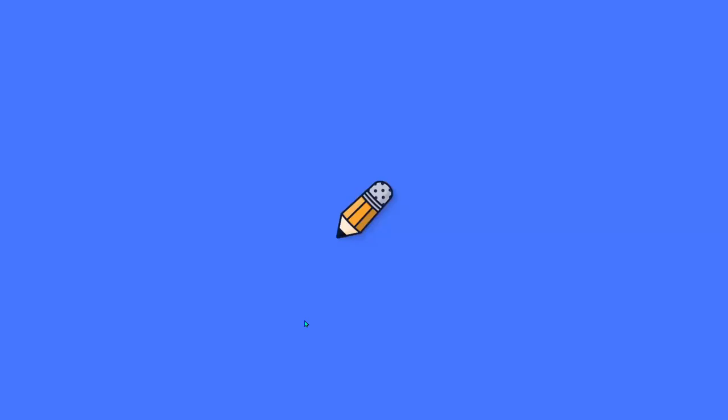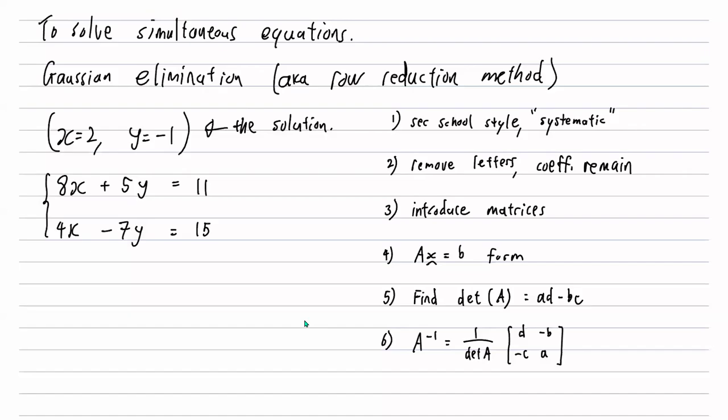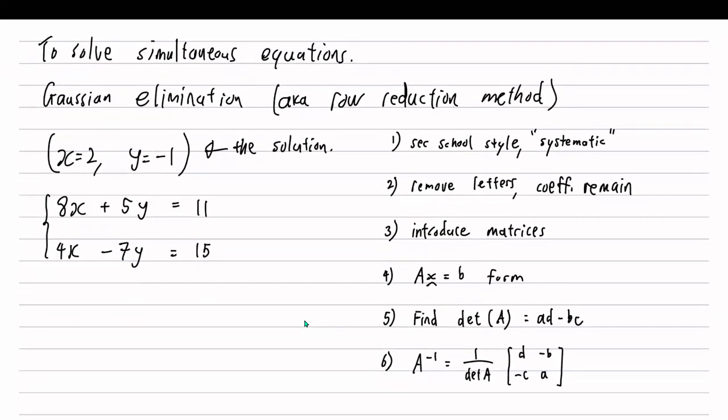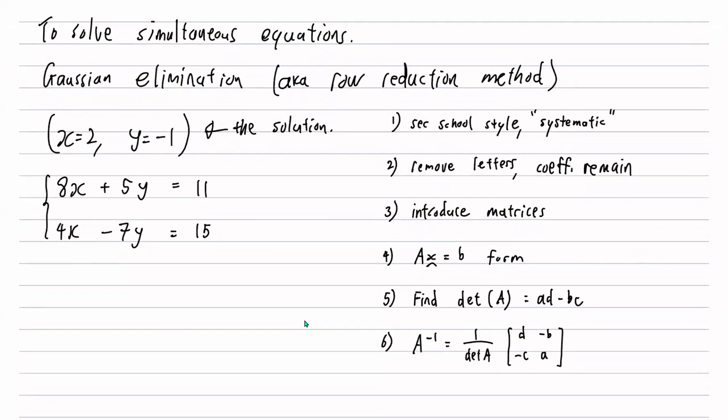We go through this Gaussian elimination. We're going to learn something new, to solve simultaneous equations: Gaussian elimination, also known as the row reduction method. Here's a bunch of things you must learn. Let's look at an example. Here's how I plan the question. I start with x equal to 2 and y equal to -1 first, and then I just play around with the numbers so that I get this system of equations.